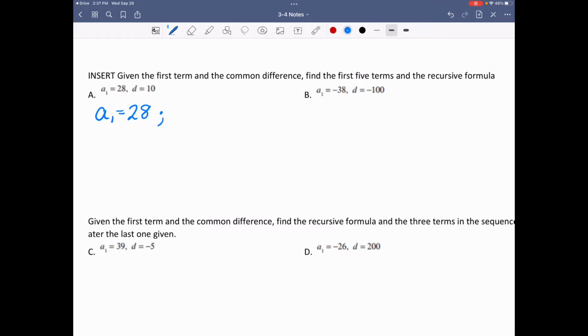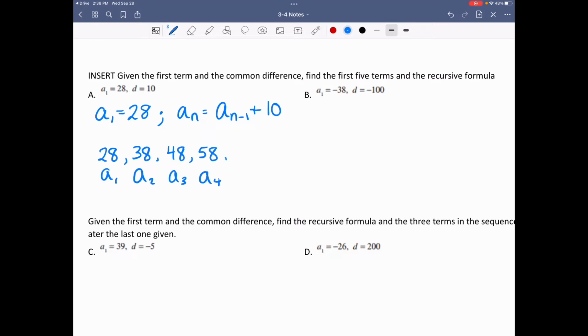So the recursive formula is A sub n is equal to A sub n minus 1. That means the term that came before plus 10. Every single time we're going to add 10. So we will start with 28. That's our first term, A1. Our next term is A2. We add 10 to the number before, so it's 38. Add 10, we get 48. That's A3. 58 is A4. And 68 is A5, the 5th term.